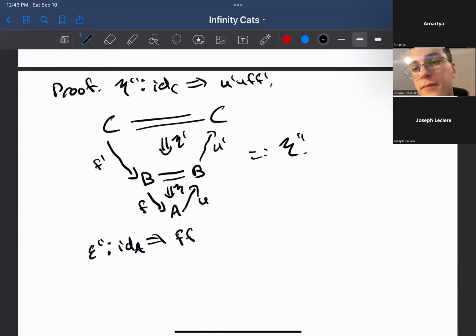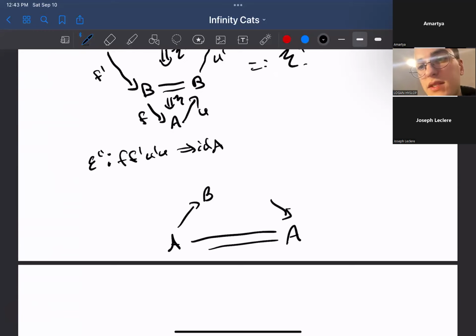FF prime U to the identity on A. And we're going to define this one as just composing the co-units similarly. So we have A going up to B by U, coming back down to A. And we have this epsilon here. And we also had U prime and F prime, along with an epsilon prime. And now we're just going to check the pasting diagrams that these actually do form the triangle equalities.